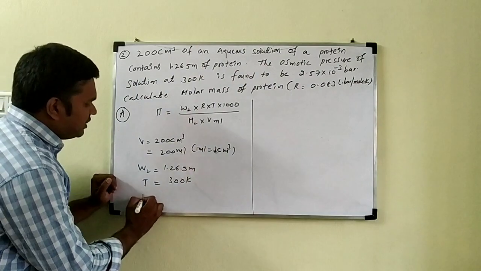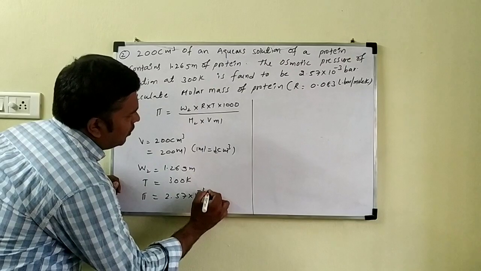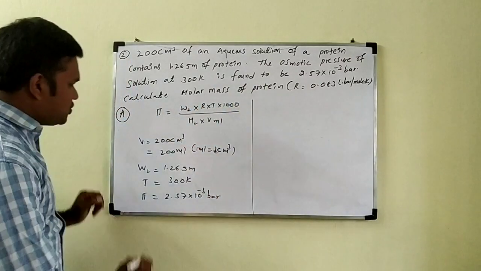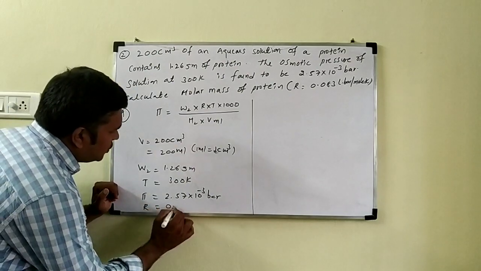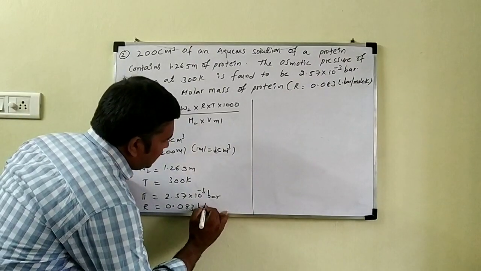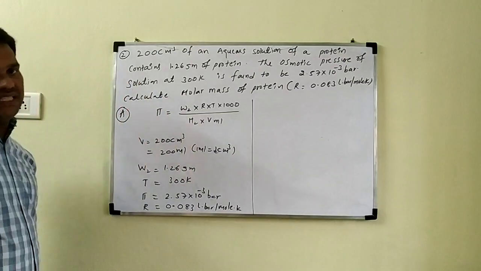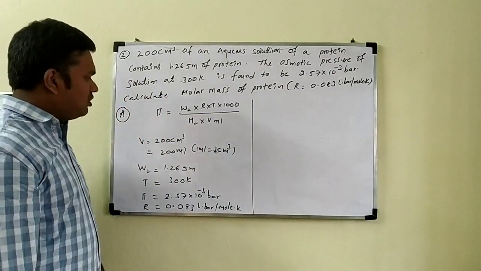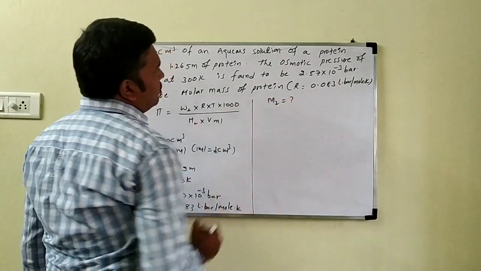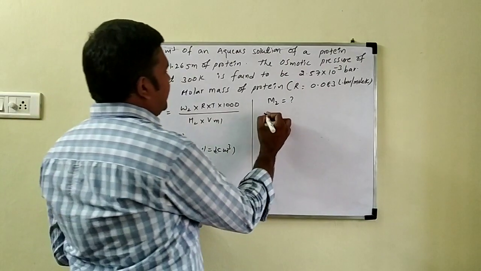The osmotic pressure pi is given as 2.57 into 10 power minus 3 bar. And one more, the R value is also given. R is equal to 0.083 liter bar per mole Kelvin. So what you have to find out? We want to find out the molar mass of the protein, that is M2 only. From this formula, I want to write the M2 expression here.